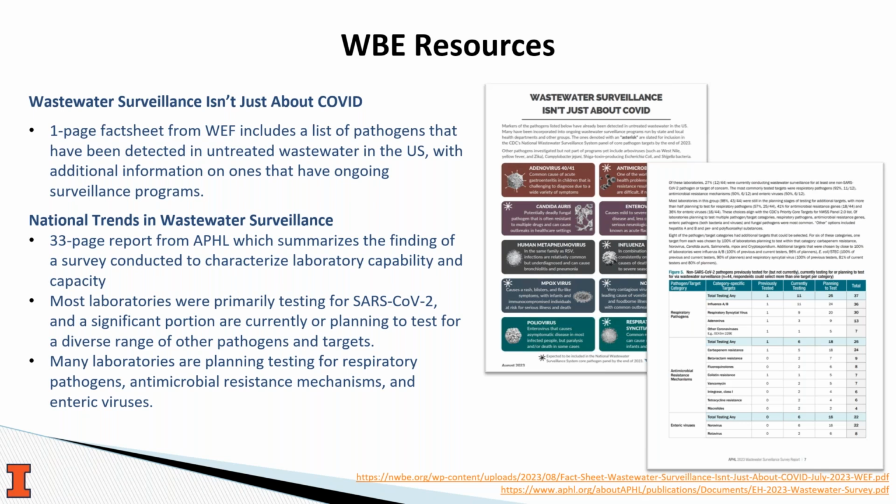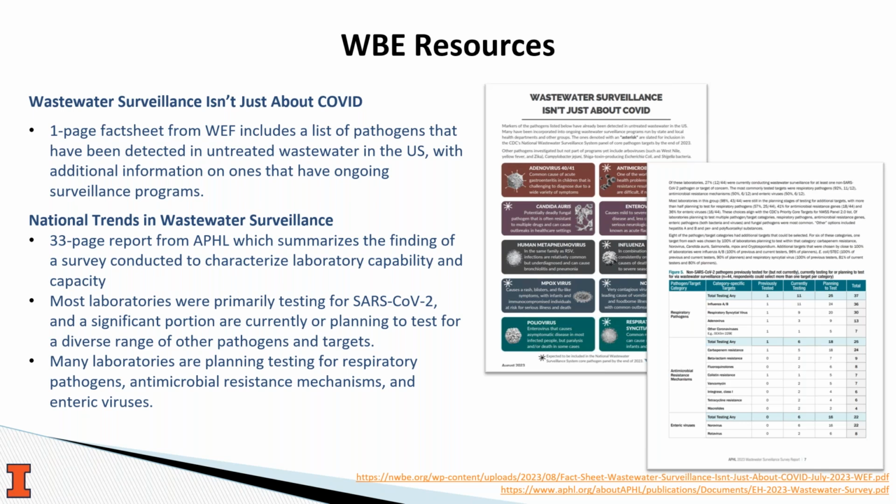The second resource I have listed here is a 33-page report from the Association of Public Health Laboratories, or APHL, which presents the findings from a national survey done early in 2023 to benchmark U.S. wastewater surveillance capacity and what else is needed to enhance or promote that kind of effort. The results were provided by at least 127 state and local health districts, so it was a pretty comprehensive survey.